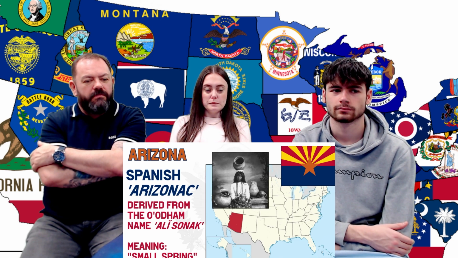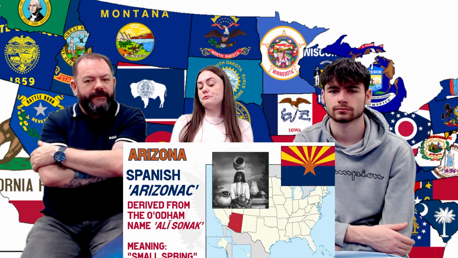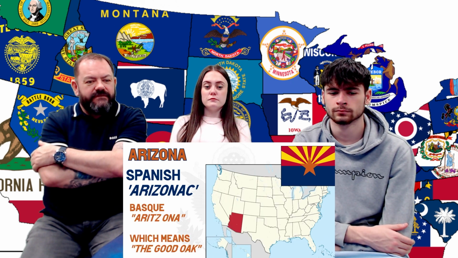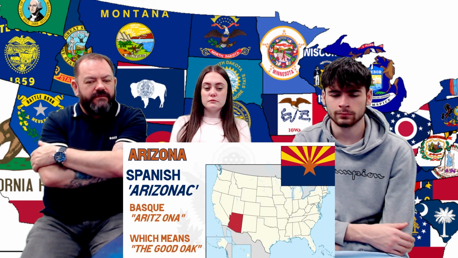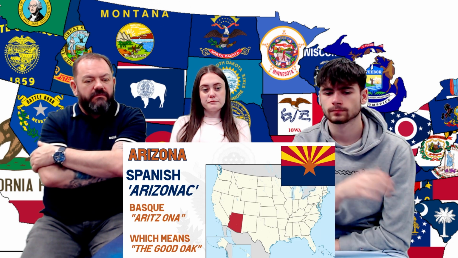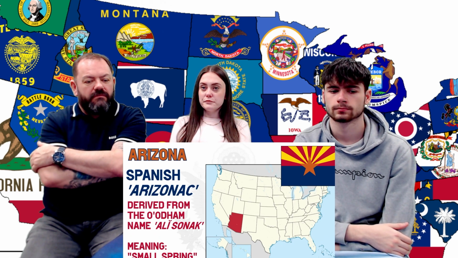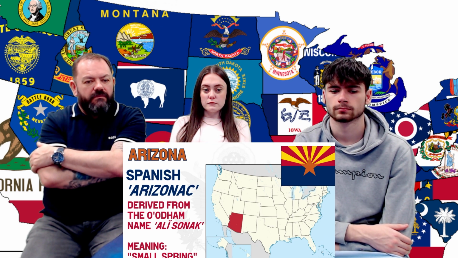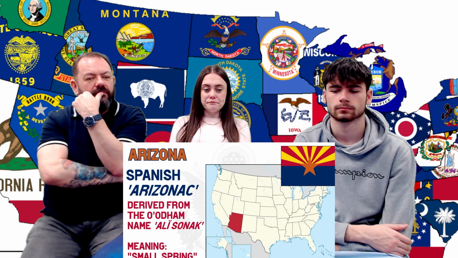O'odham was a native language, although some point out that the Basque language spoken in northern Spain also has the phrase Aritz Ona, which means the good oak, as there were numerous Basque sheep herders in the area, but it's more likely that the origin is the native word. Apparently there is a misconception that the state's name originated from the Spanish term Arida Zona, meaning arid zone. This is considered a case of folk etymology and is not accurate, but if there's no official record, who knows.